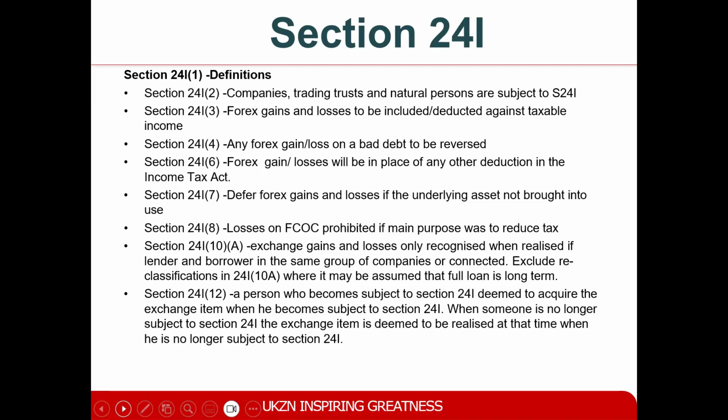If you just have the transaction with the main purpose of reducing tax. So 24I(10), then capital A: exchange gains and losses are only recognized when realized if the lender and borrower in the same group of companies are connected. Sometimes you might have connected companies where you will have to recognize a foreign gain.